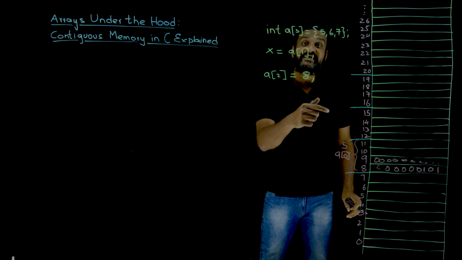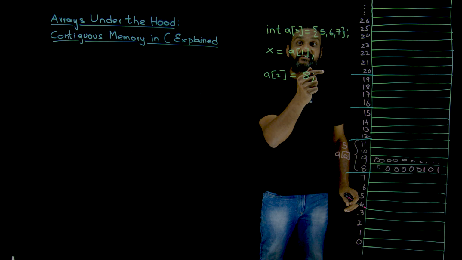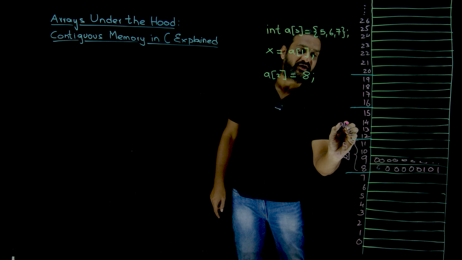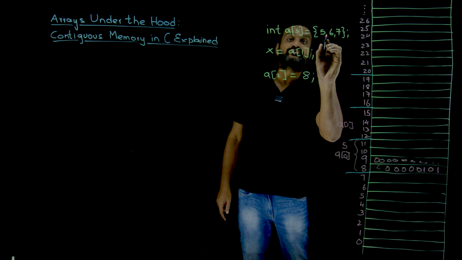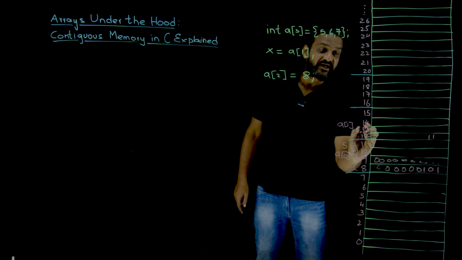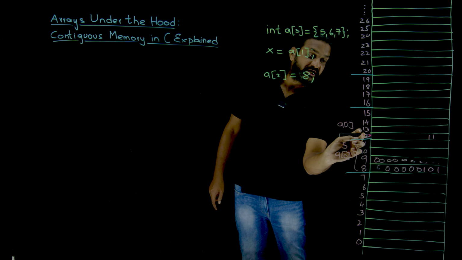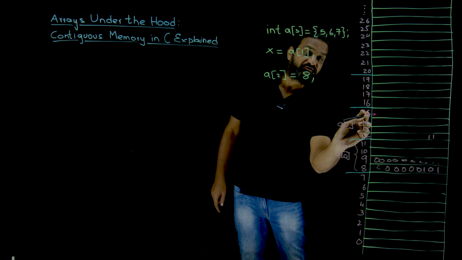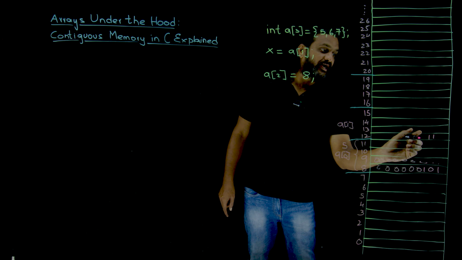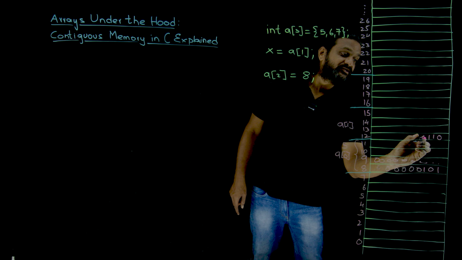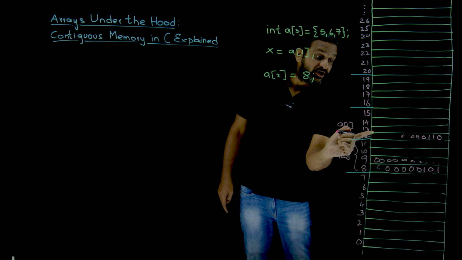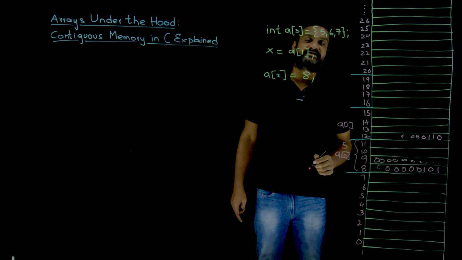Now what about the second element? The second element is A of 1, which will be stored with the value 6. So the memory locations 12, 13, 14, 15 will be allocated for A of 1, and in this case it is 6. In the same way, the value 6 will get stored within these 4 memory locations.